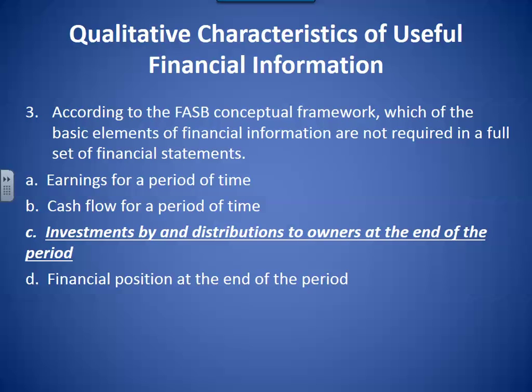And in this case, the answer is C, investments by and distribution to owners at the end of the period. And the reason this is not required is because it's incorrect. If it was to be included in the financial statements, it would say investments by and distribution to owners for the period ended, or for a period of time. It's not investments by and distribution to the owners at the end of the period. And that ends question number three.